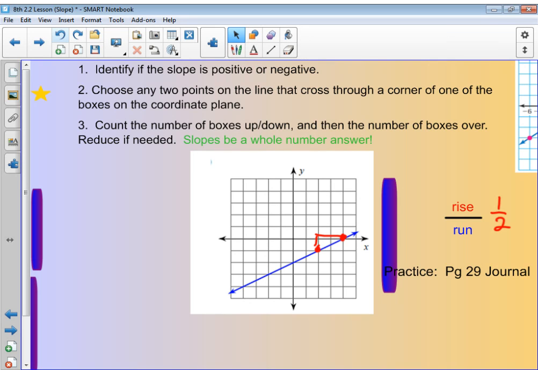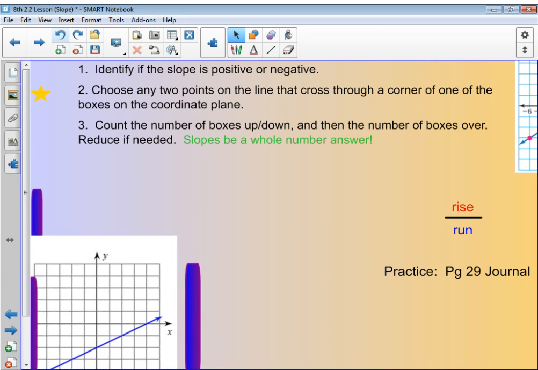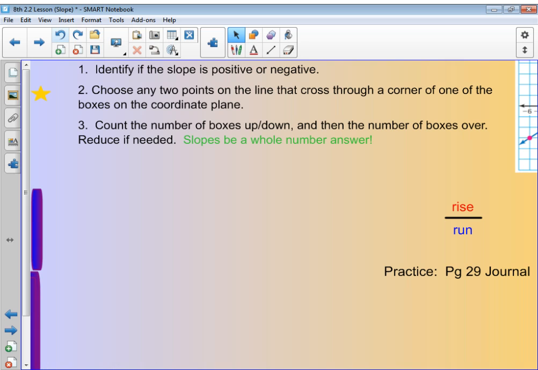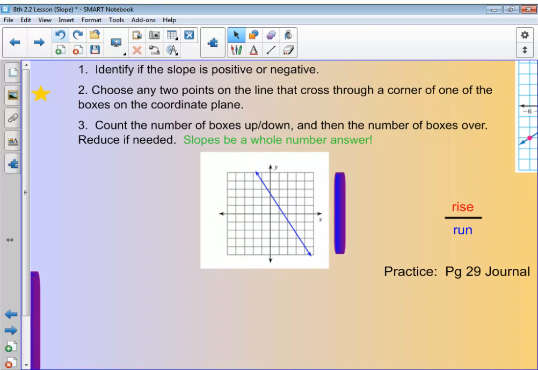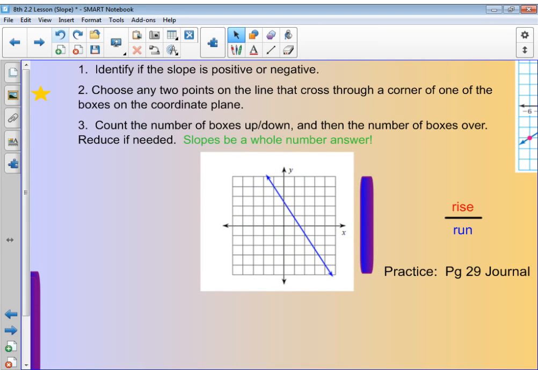Okay, so I'm gonna give you another one. And this time I want you to pause the video after I mark the 2 points. And as you're working on these on your own, you're gonna have to pick those 2 points. So if I pick 2 points, I'm seeing 1 right here on the corner. And then I'm just gonna follow it down until I see it cross another corner. Ooh, here's the next one.